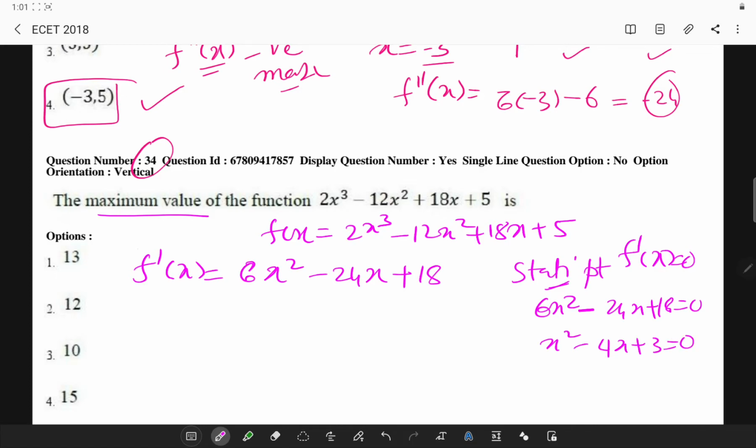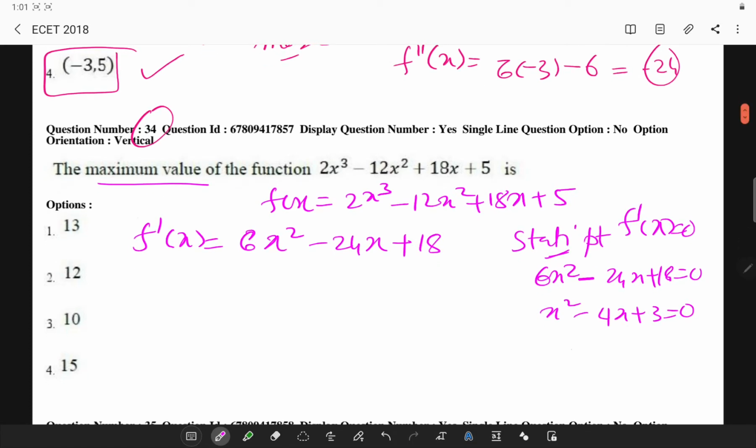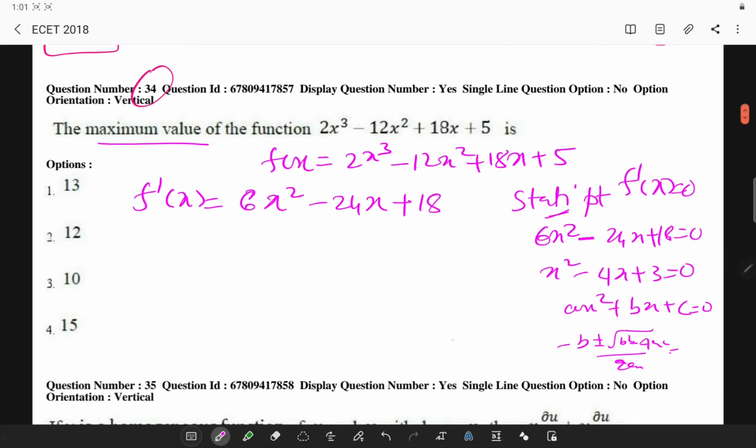So if I find out the roots alpha and beta of the equation ax square plus bx plus c is equal to 0, the roots are minus b plus or minus root of b square minus 4ac divided by 2a. So I will be left with x is equal to 3 and x is equal to 1. However, I will find the value of f double dash x to find which value of x is related with maxima.